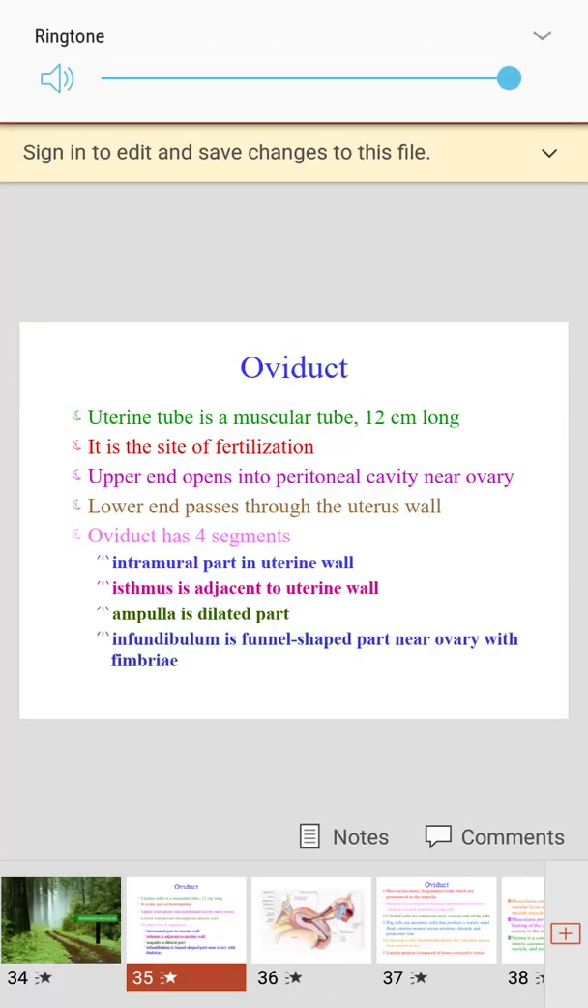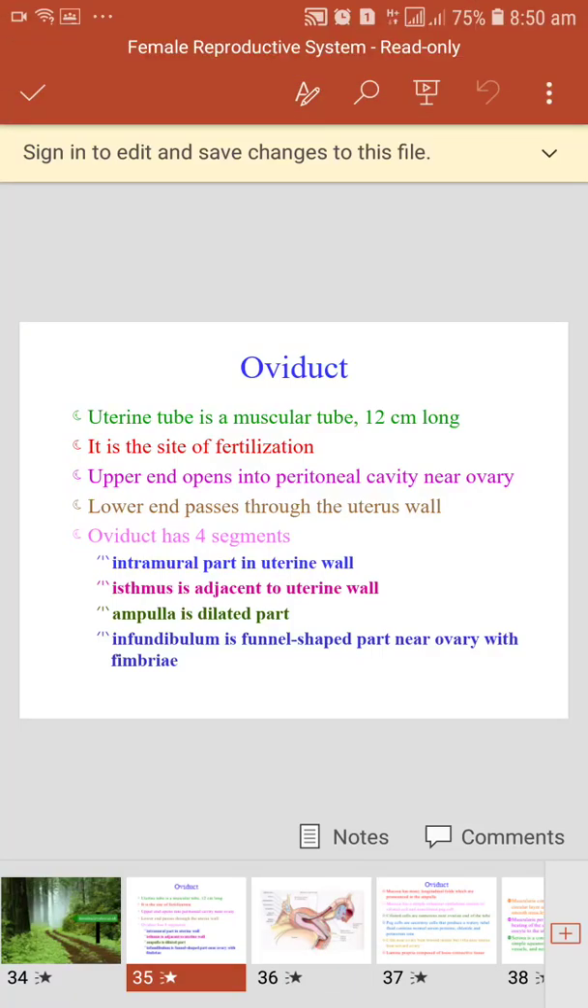Assalamu alaikum. Today we will discuss the remaining portion of the female reproductive system. In the last lecture we discussed the histology of the ovaries. Now we will discuss the oviduct, which is also known as the uterine tube.